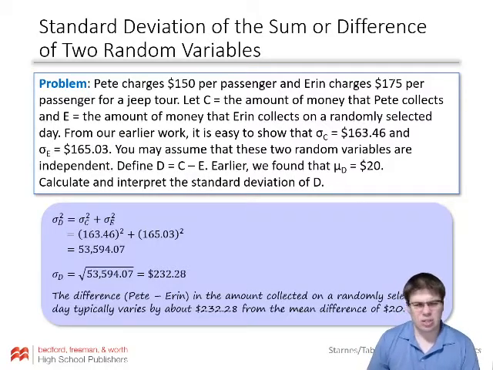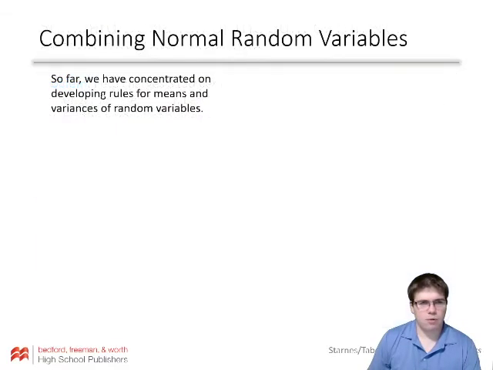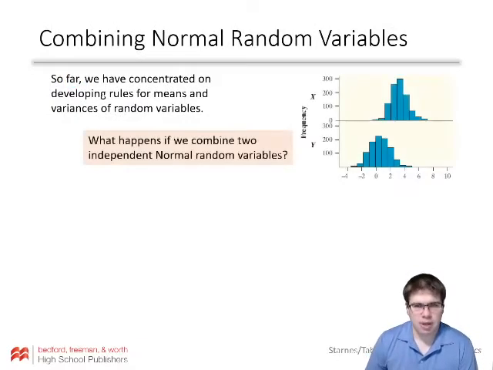If we added their two, this would be the exact same standard deviation. All right, and then last thing is about shape. Let's go pretty quick. So far, we have concentrated on developing rules for means and variances of random variables. What about shape? What happens if we combine two independent normal random variables?